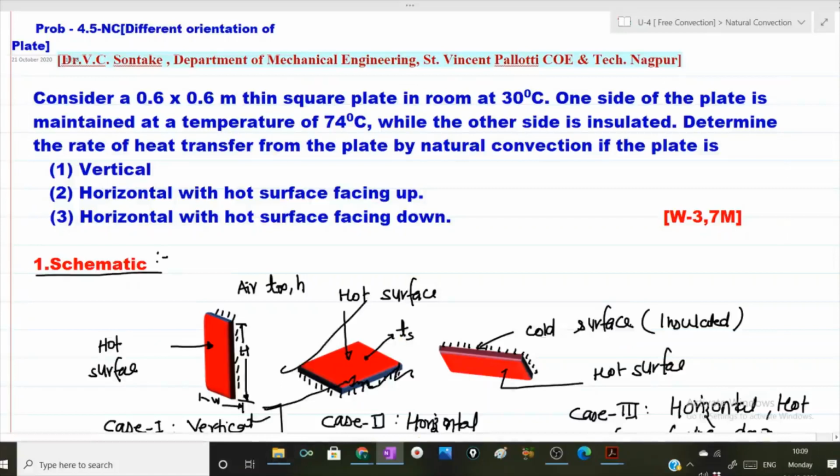So what lies in this problem? There is a square shaped plate. One end is heated and another end is insulated, so heat transfer will take place from one side only. And if they are placed in different orientations like vertical, hot surface facing up and hot surface facing down, you are supposed to calculate the heat transfer rate. So before solving this numerical, let us first draw the schematic to have a very clear idea.